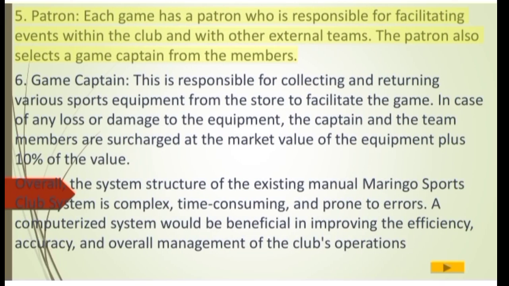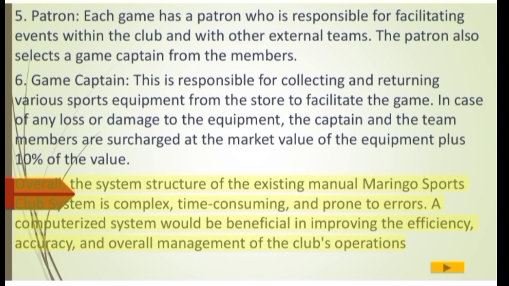6. Patron. Each game has a patron who is responsible for facilitating events within the club and with other external teams. The patron also selects a game captain from the members. 7. Game captain. This is responsible for collecting and returning various sports equipment from the store to facilitate the game. In case of any loss or damage to the equipment, the captain and the team members are surcharged at the market value of the equipment plus 10% of the value.